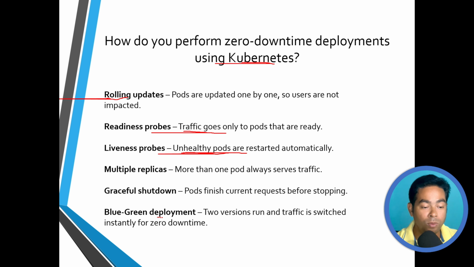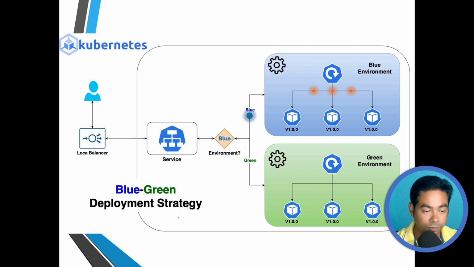Actually that is called blue green deployment. So what happened, you see this diagram. Before, this blue means our older pods. Okay, so already it is running.